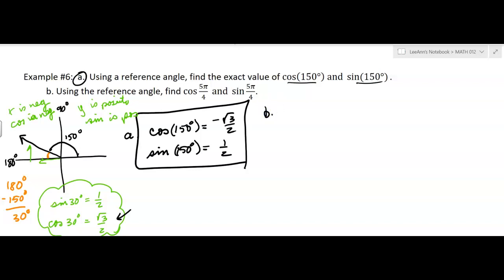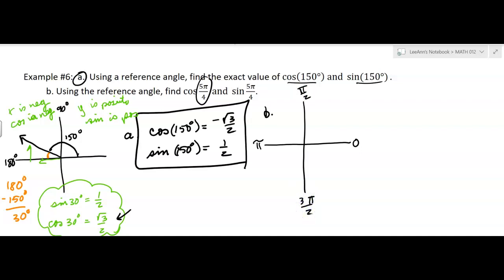Okay, B. Now it's in radians, right? So 5 pi over 4. Where is 5 pi over 4? So let me draw another coordinate system. This time we'll do it in pi. 0, pi. This is pi over 2. And then this is 3 pi over 2.